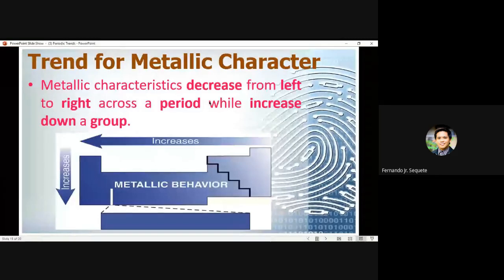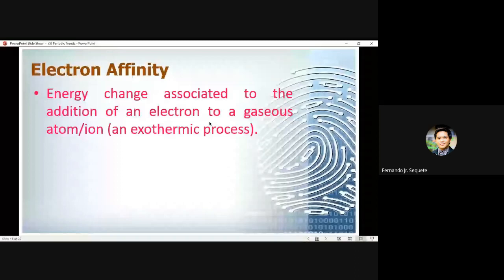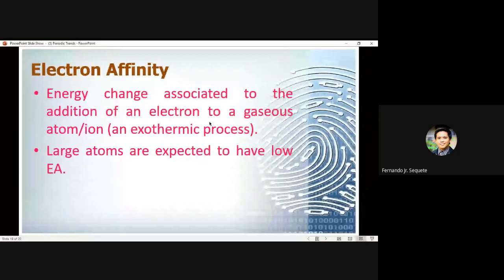Next would be electron affinity. Electron affinity. So energy change associated to the addition of an electron to a gaseous atom. And anyway, according to here, children, large atoms are expected to have low electron affinity. Ibig sabihin, kung sino yung may malaking atom, sir, saan po doon? Yung unang topic natin, yung unang periodic trend. No? Doon natin malalaman kung ang atom ba ay malaki. So kung malaki yung atom, mas mababa ang electron affinity niya. Okay? Therefore then, small atoms have high EA.